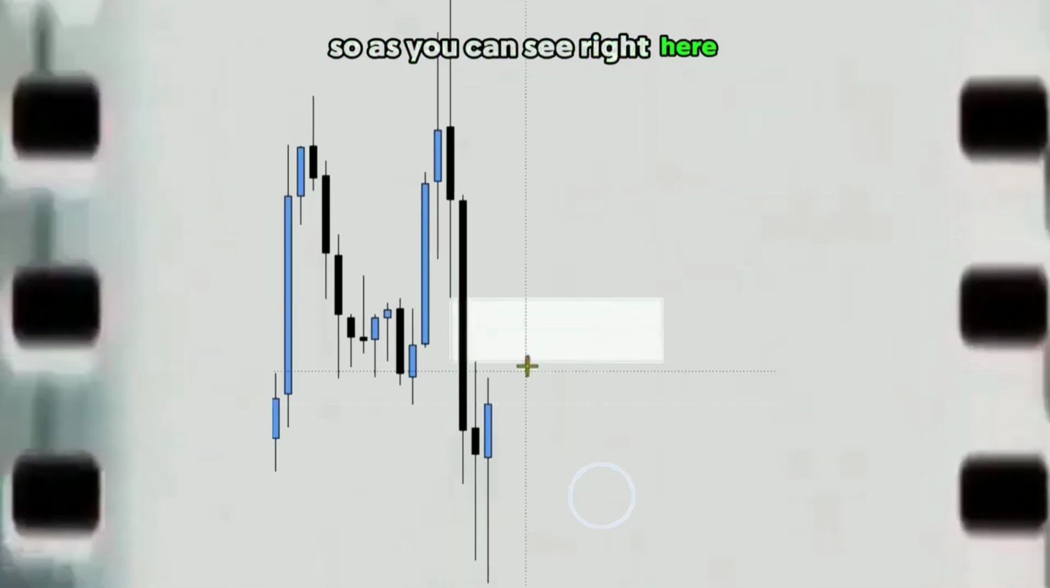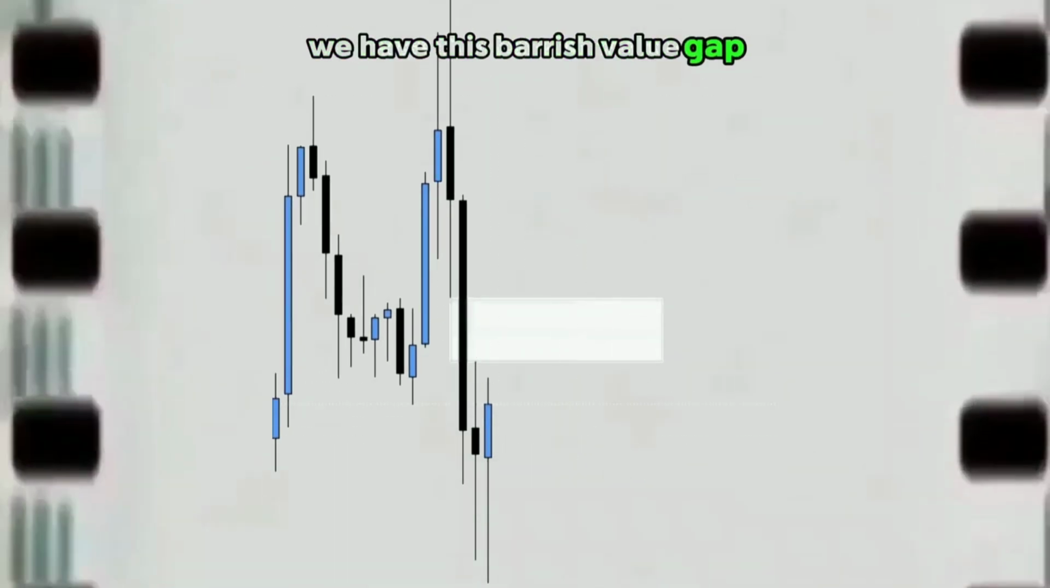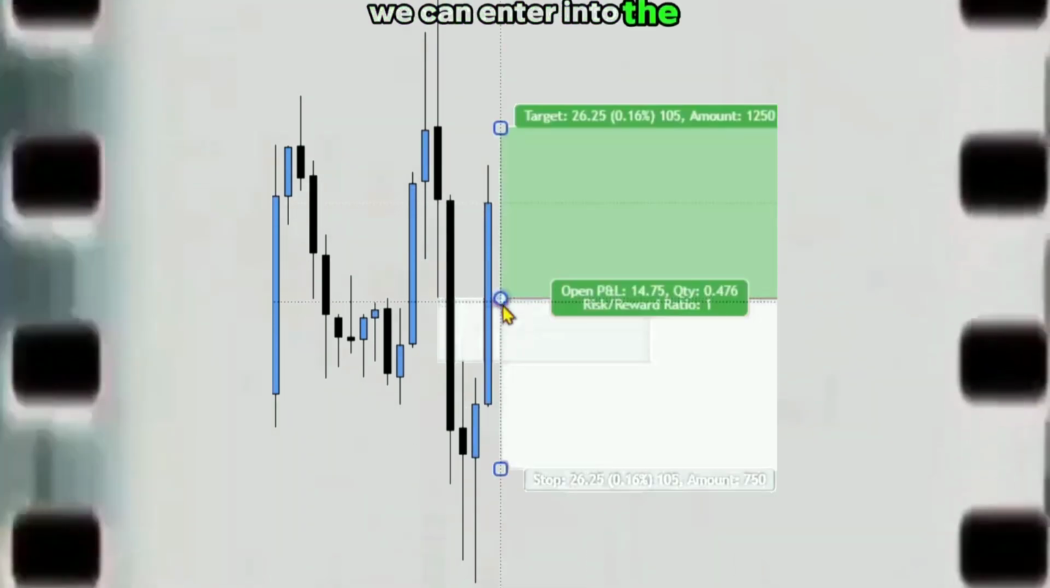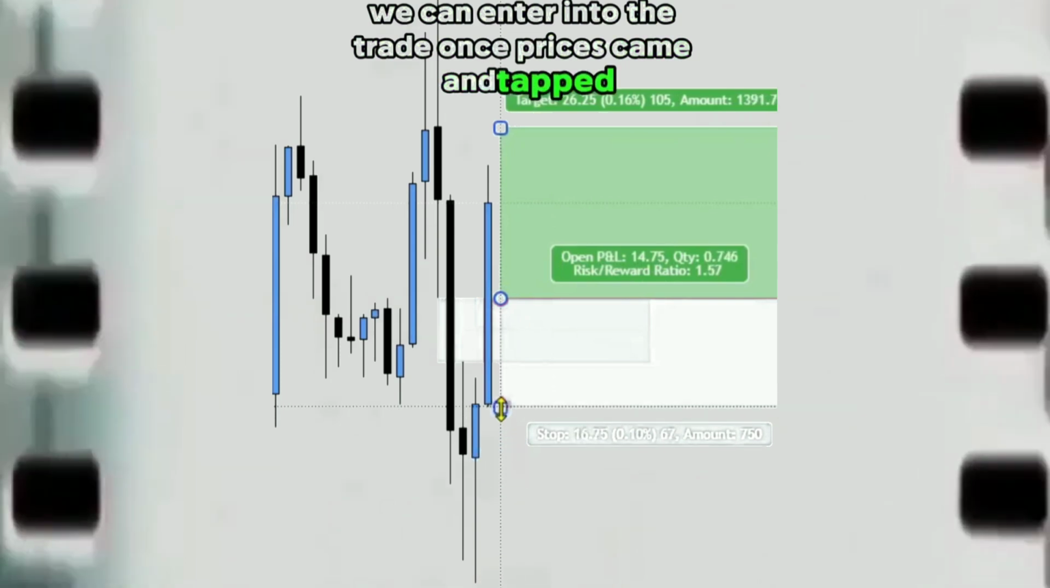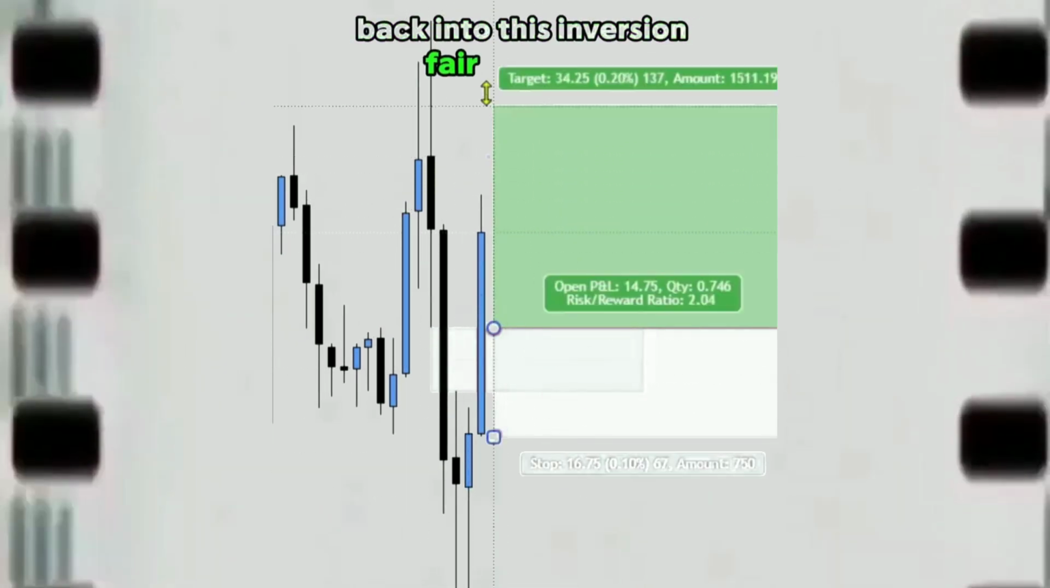So as you can see right here, we have this bearish fair value gap. If we play out the price action right here, the fair value gap has been inversed. We can enter the trade once price comes and taps back into this inversion fair value gap, and then our take profit will be this buy side liquidity right here. And as you can see, that is a perfect trade.